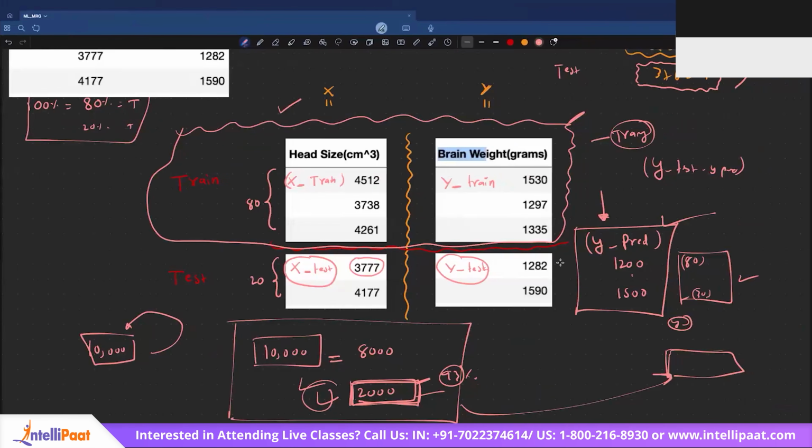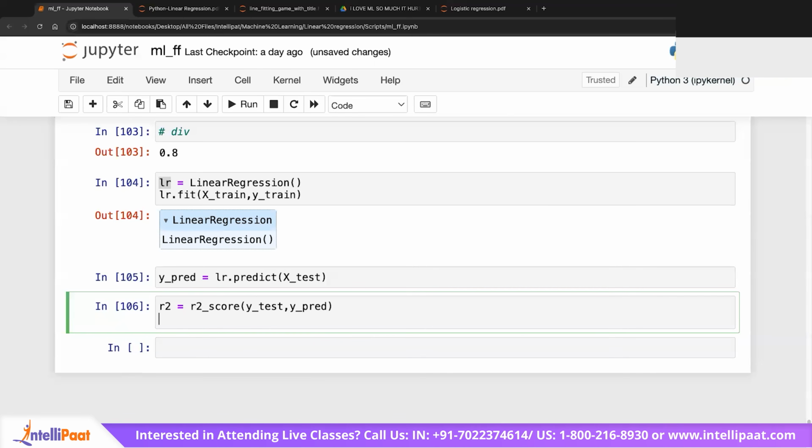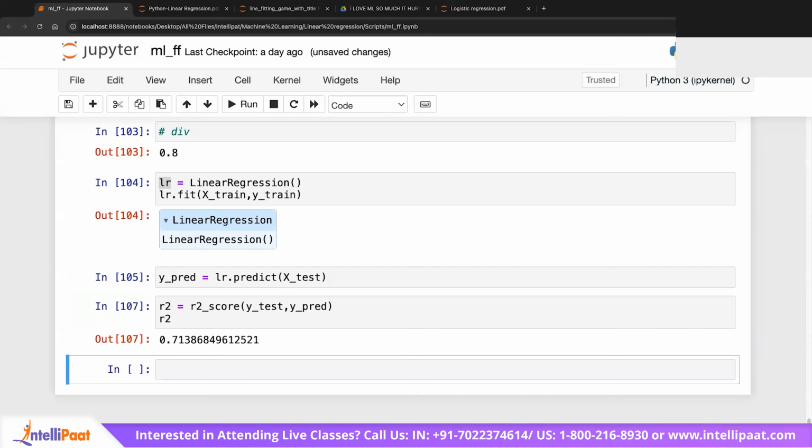Won't you pass y_pred and y_test because you want to compare them together? Y_test and y_pred will be passed to see how good they are, how close they are to each other. So tell me, in the R2 score, I will say y_test comma y_pred, and we will get some answer: R2 is equal to 0.71.